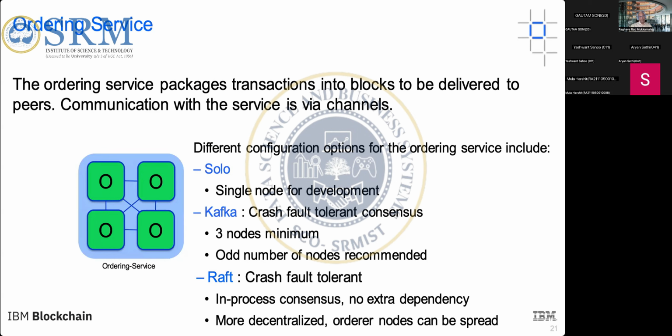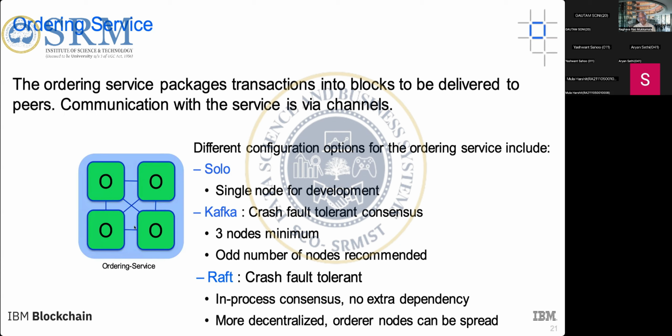Let's look into the ordering service. Ordering service could be done in different ways. The ordering service packs the transactions into blocks and delivers them to the peers, and the communication happens through the channels, right? So what is a channel? I will get back to that a bit later, but let us look into the different kinds of options for the ordering service.